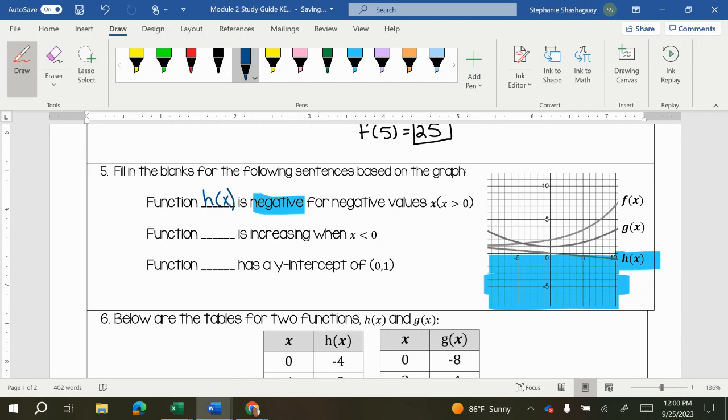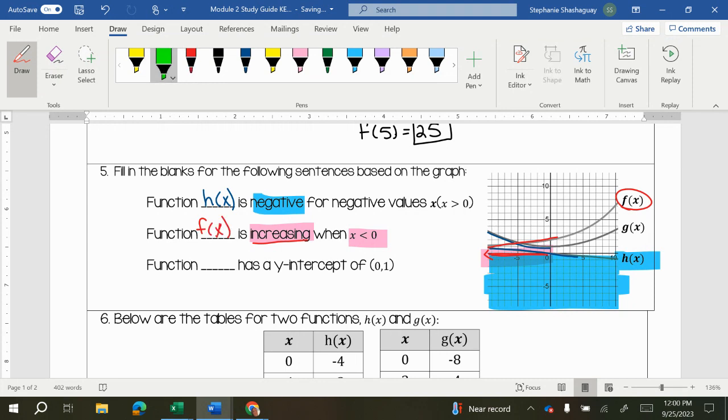Function blank is increasing. So it's increasing when x is less than 0. So we're only looking at when x is less than 0, which is right here. x is less than 0 where that red line is. So which one is increasing? Well, g of x looks like it's decreasing. h of x also looks like it's decreasing. But our f of x actually is increasing. So we're going to go with f of x.